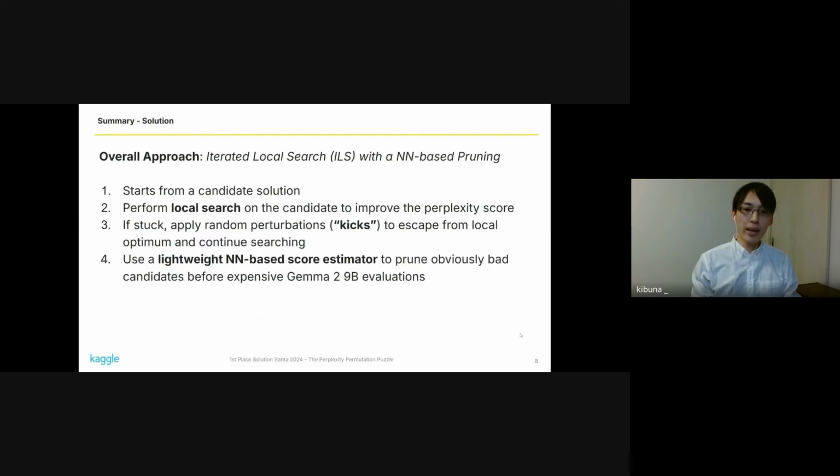In essence, our approach can be described as an iterative local search method enhanced with neural network-based pruning. So we improve the candidate solutions through local search and apply perturbations when reaching local optima, and also use the lightweight neural network to estimate the scores and prune unpromising candidates. While this sounds very simple in principle, I will now break down the details of each step.